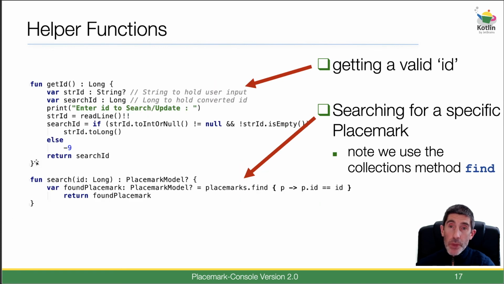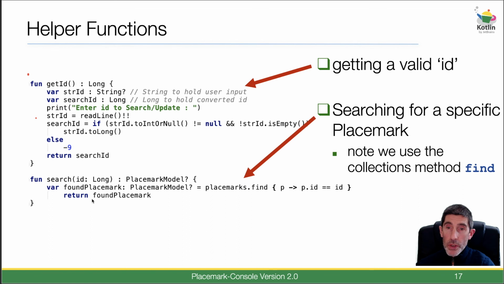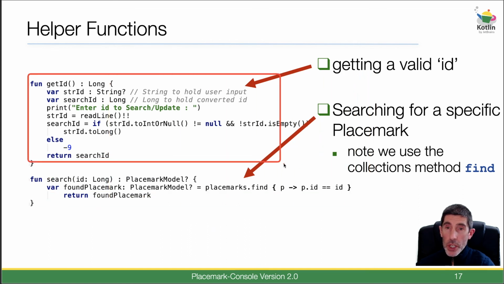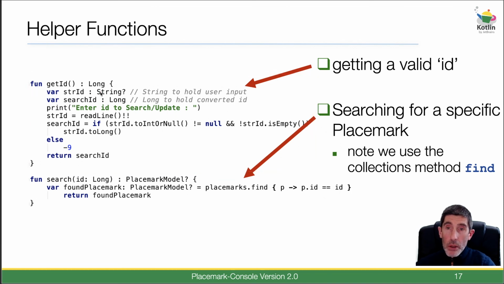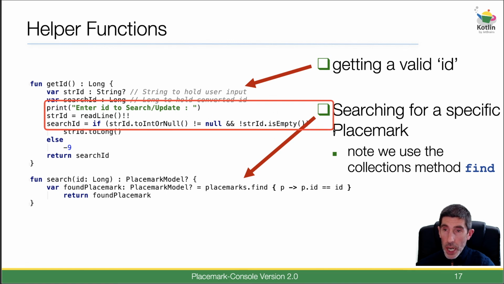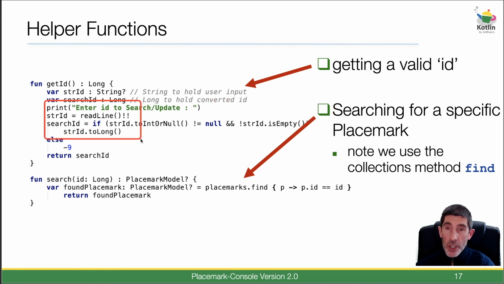Our helper functions. So here's our get ID. We have two, there's our get ID and our search. If we look at just the get ID for the moment, we again have a nullable string ID, in case the user could press return, could hit it by mistake, may not enter a value, may enter a letter for that matter. So we ask the user to enter it using our readLine again, check to make sure that the ID is not null, and it's not empty, and then we can actually convert this to its long equivalent. Otherwise we want to return a -9.